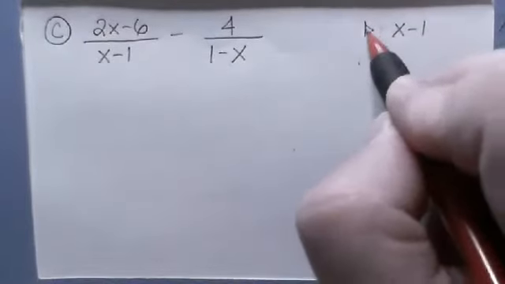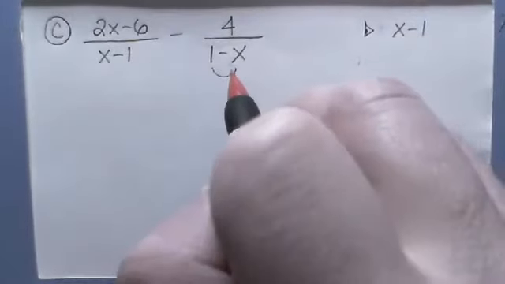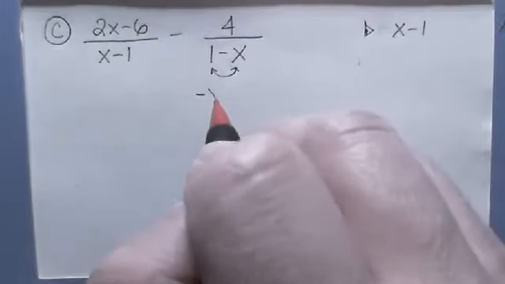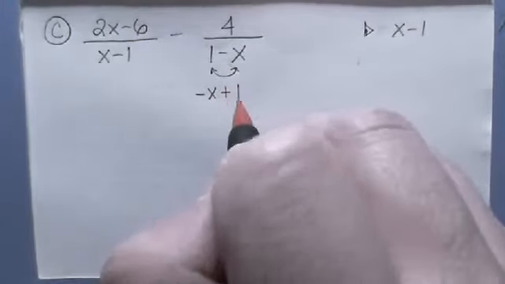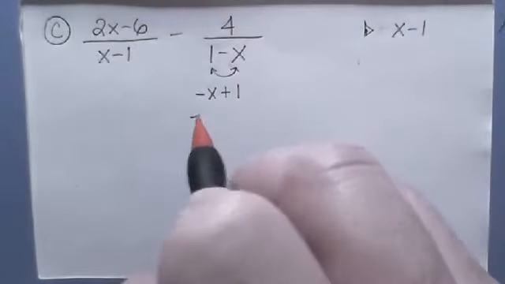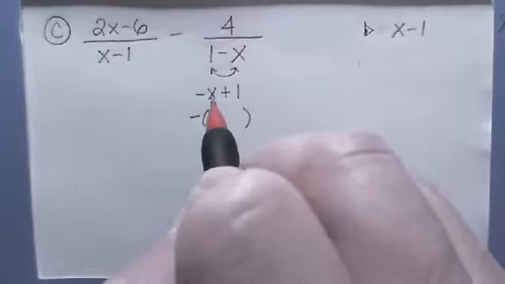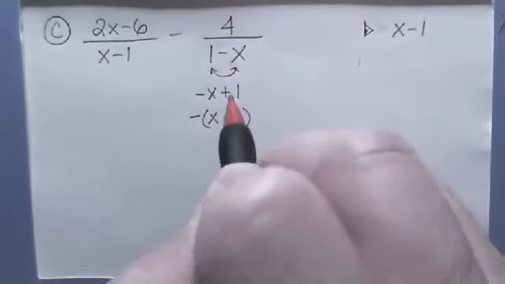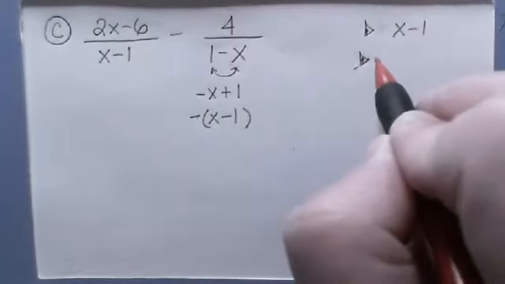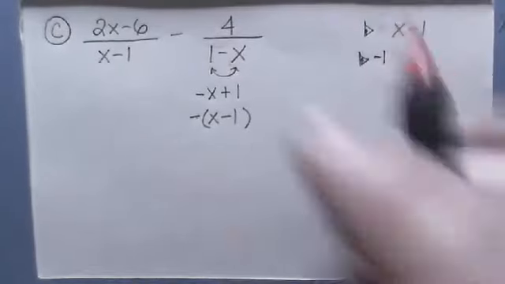Now when I look at the second one, I notice that I can flip them because I want the x in front, so this becomes negative x plus 1. And again, I don't like the negative in front, so I'm going to factor out a negative. So negative x divided by negative is a positive x. A positive 1 divided by a negative is a negative 1. So my second denominator is negative 1 times x minus 1.